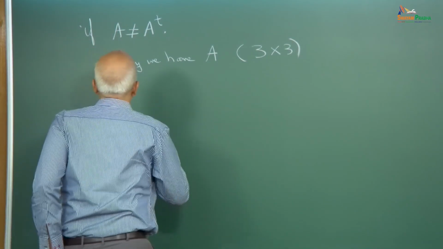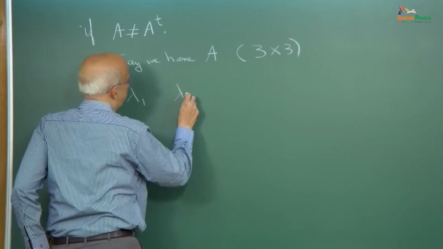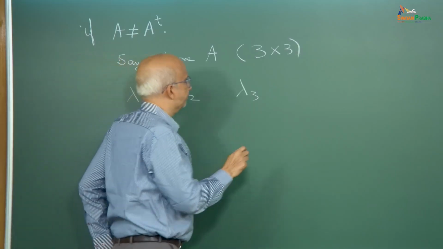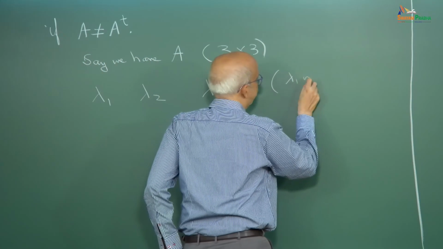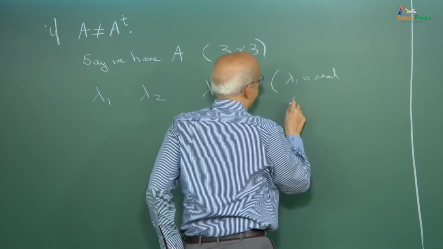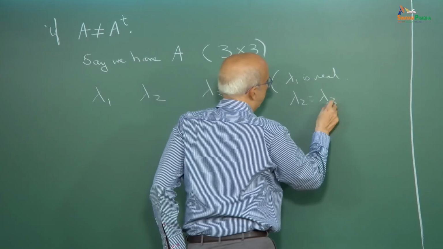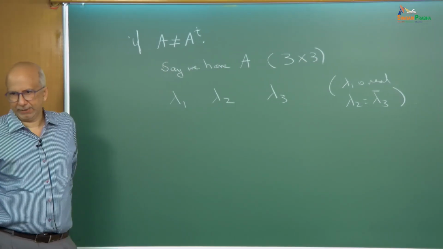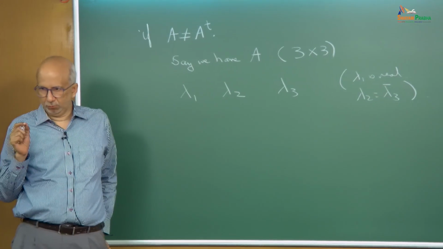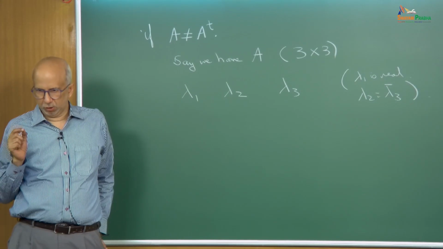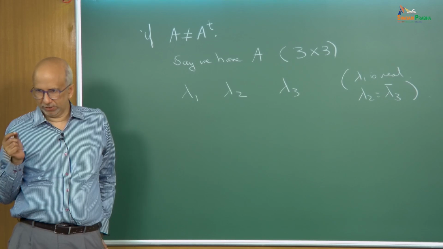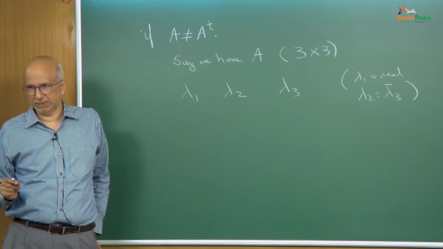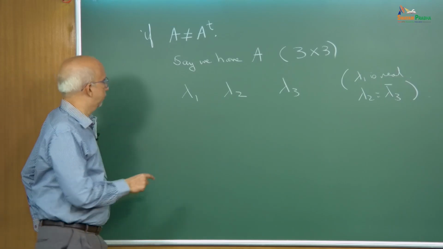Okay. So, I have lambda 1, lambda 2 and lambda 3. There are 3 eigenvalues. Lambda 1 is real and lambda 2 is lambda 3 conjugate, because the characteristic equation will have only real coefficients. The complex eigenvalues will always occur as a complex conjugate pair. If A plus iB is an eigenvalue, A minus iB will be an eigenvalue. Okay. So, this is just to illustrate.